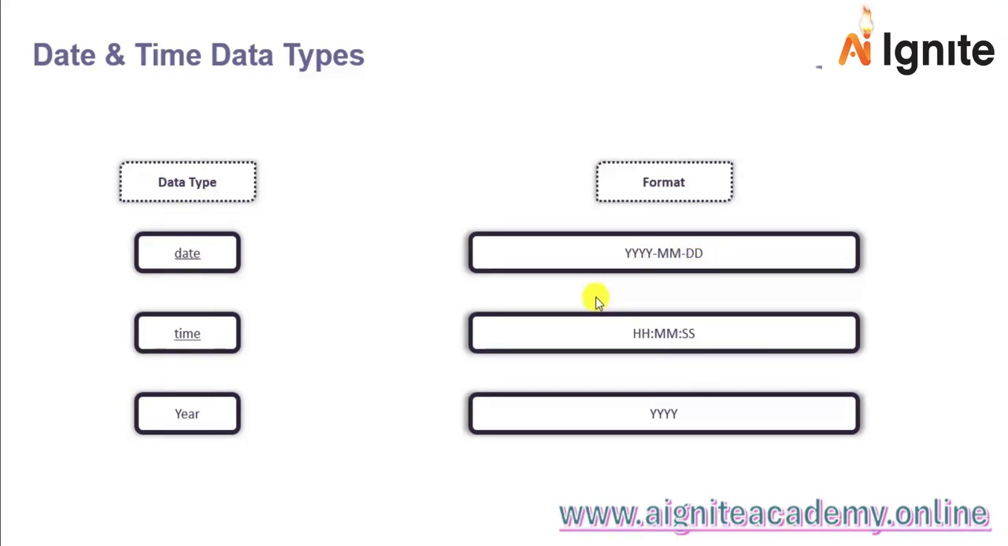After that we have the time data type, and this helps us to specify the time represented in the format over here. Now let's say I want to store the time 8:30 AM 23 seconds. So first I'll specify the hour, which would be 08. Then I'll specify the minutes, which is 30. And finally the seconds, which would be 23. Then we have the year data type, which just holds the year values such as 1995 or 2011.